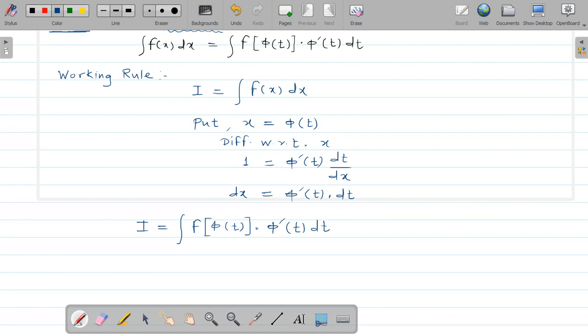So the new integration will be f of phi of t into phi dash of t dt. It will be in the form of t, and we have to evaluate this with respect to t, and it is very easy to integrate by using the standard rules of integration. So this is called the method of substitution.